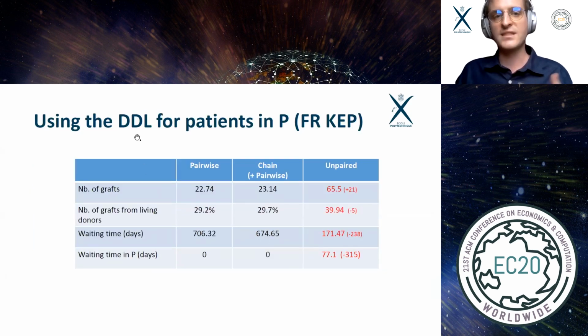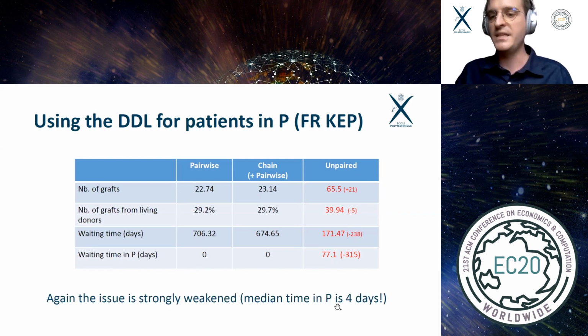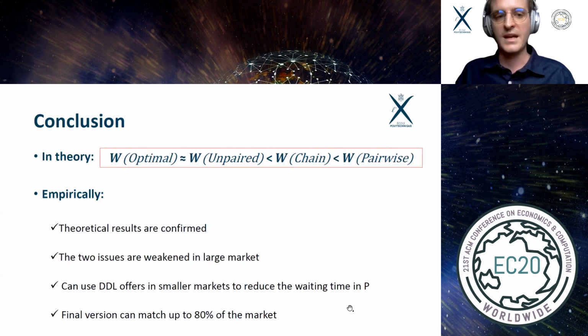And if you use deceased donor offers for patients in P in the small pool of the French kidney exchange program, you also find that it strongly decreases the waiting times of these patients while also increasing the number of overall grafts. So this is the data set on the 78 pairs in France. You can see the waiting time in P is only 77 days, and the median is also at 4 days, which is very low. Again, we have a modification for smaller markets that might also help solve this issue of waiting times for lone patients. And so this is it.